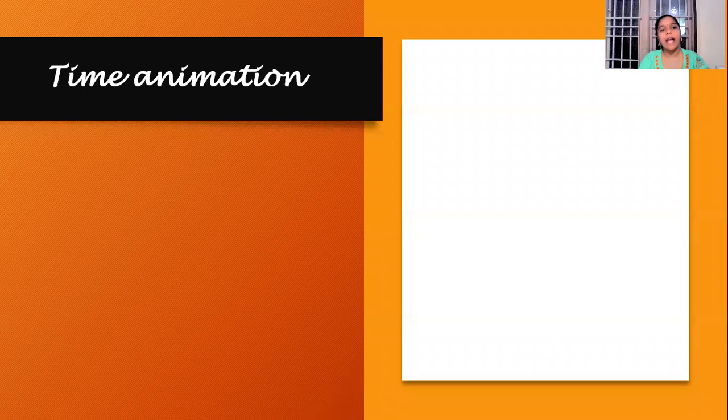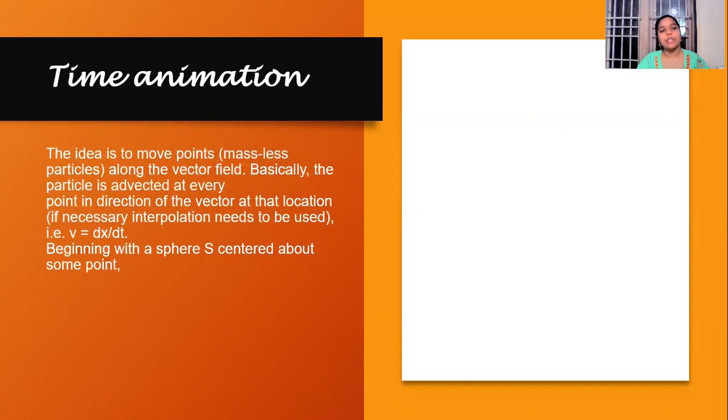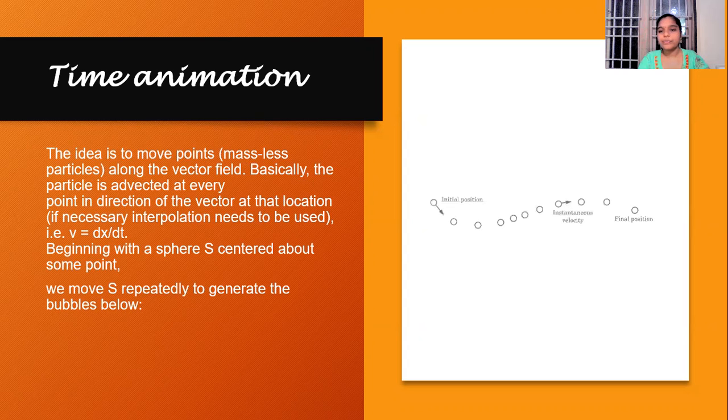Next one is time animation. What is a time animation? The main idea behind time animation is to move the points along the vector field. Basically, a particle is advected at every point in the direction of the vector field at that location, beginning with a sphere S centered about some point. For example, if you move from S repeatedly, it generates the bubbles below.